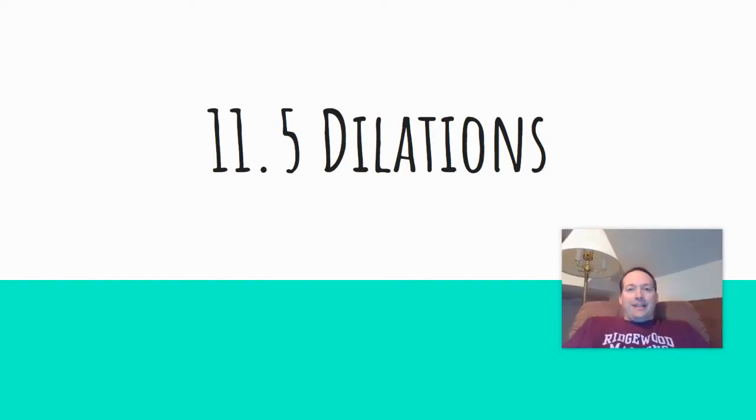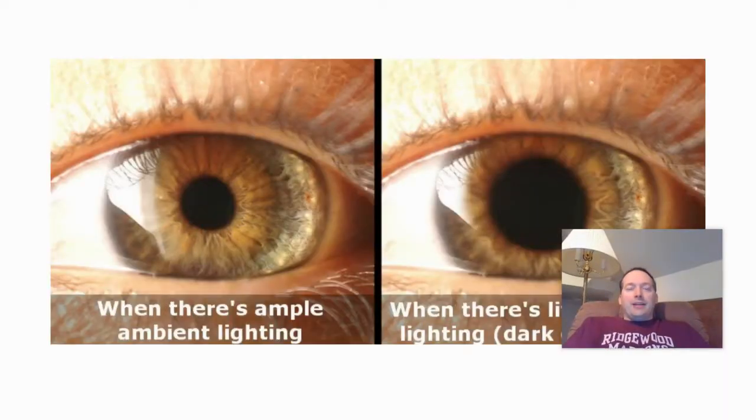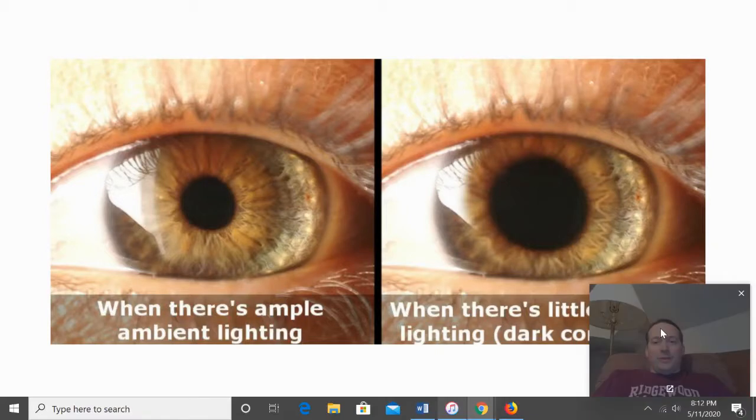So when we hear the word dilation, most of you probably think about your eye. If your eye gets dilated, it means the pupil gets bigger. A dilation in math is actually twofold. It's where an object can get bigger or it can get smaller.